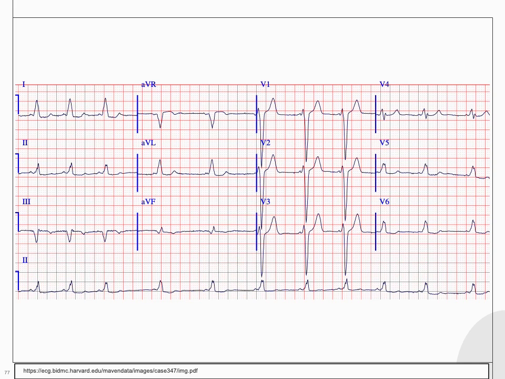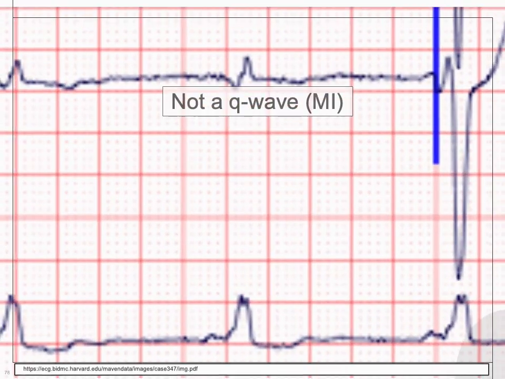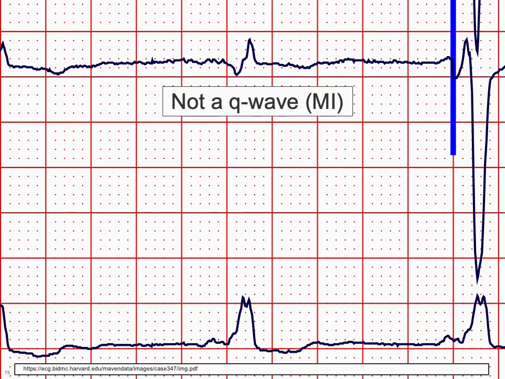Let's look at a slightly trickier one. Again, pause the video and see if you can identify the abnormality. This patient also has a delta wave, but this one is negative. See, delta waves can be negative as well as positive. When they are negative, they can often be confused for Q waves.